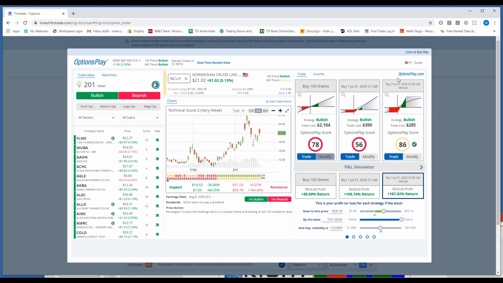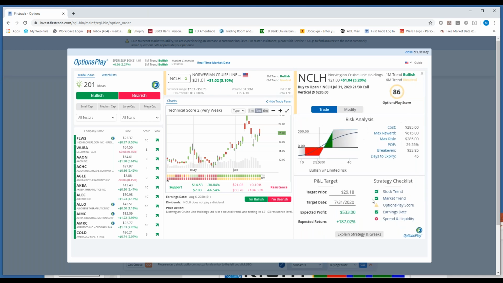Now here, we have that check. So we know that's the position to trade. The cost is $285. Look at the reward, $615. I mean, that's the best potential trade. And if we want to look at the underlying, go right here.